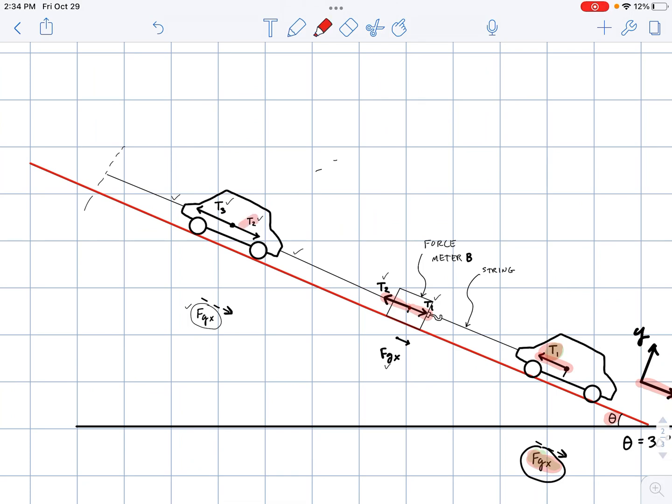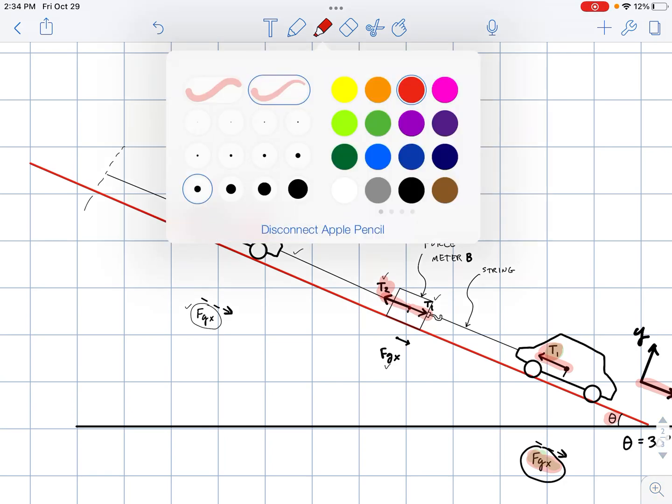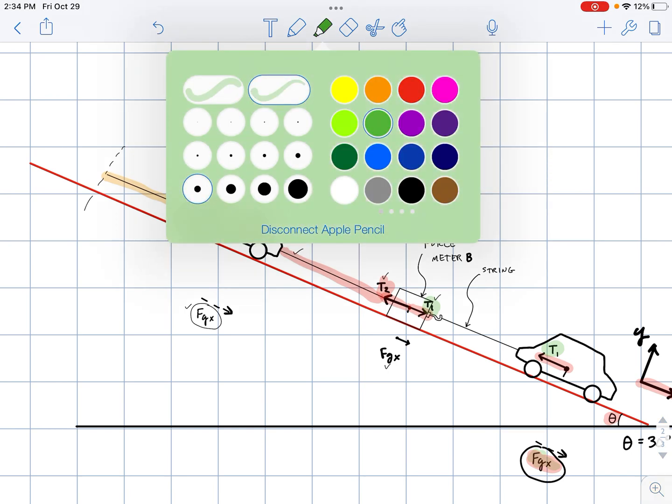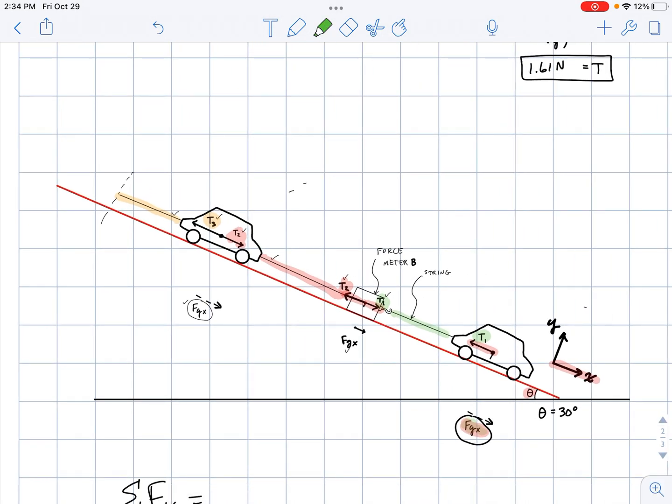So notice that this says T2, and this also says T2 because it's the same string. Notice also that this says T1 and this says T1. It's the same string, right? Let's highlight that in green. That's why those forces are the same, because it's the same string, and the tension anywhere along the string is the same. But at the top we have T3, right? That's the string right here. So we can color code all the different strings. The green one right there. Three different strings, three potentially different tension forces.